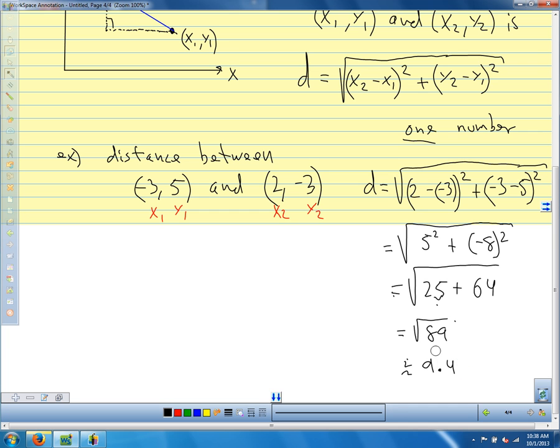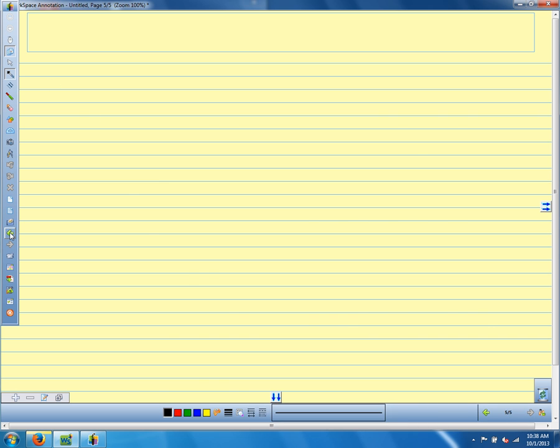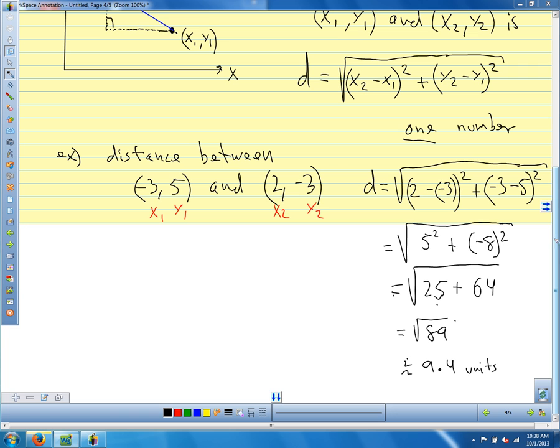And our length, depending on what the problem is, is always going to be in units. So inches, meters, miles, centimeters. So I'm going to say 9.4 units. And this will be important because next time we're going to talk about area, and we'll talk about square units, square feet, square inches, square yards. All right, so let's look at one more example using the distance formula. Any questions before we go on? We're just plugging into our formula and calculating.